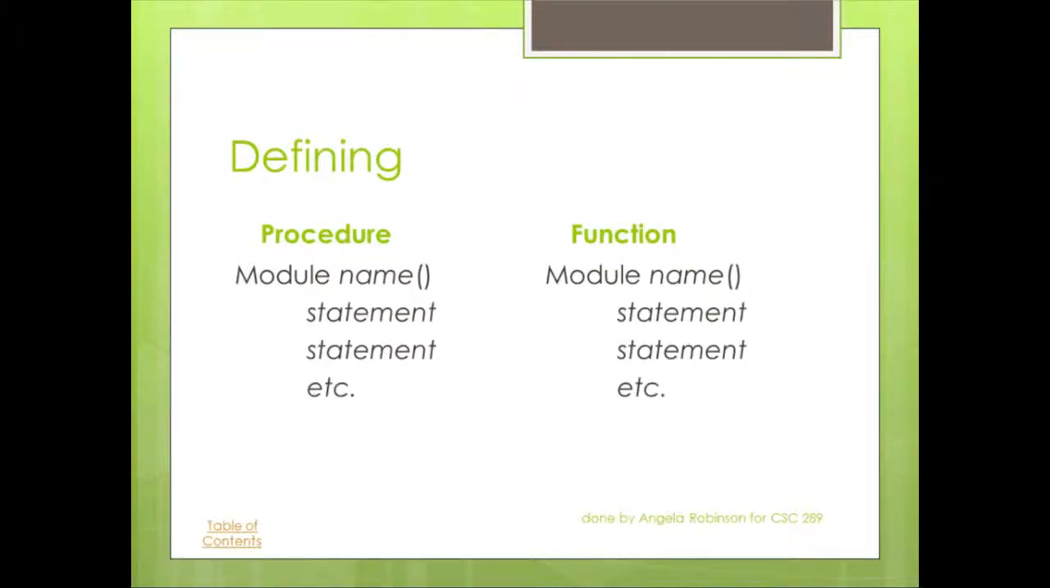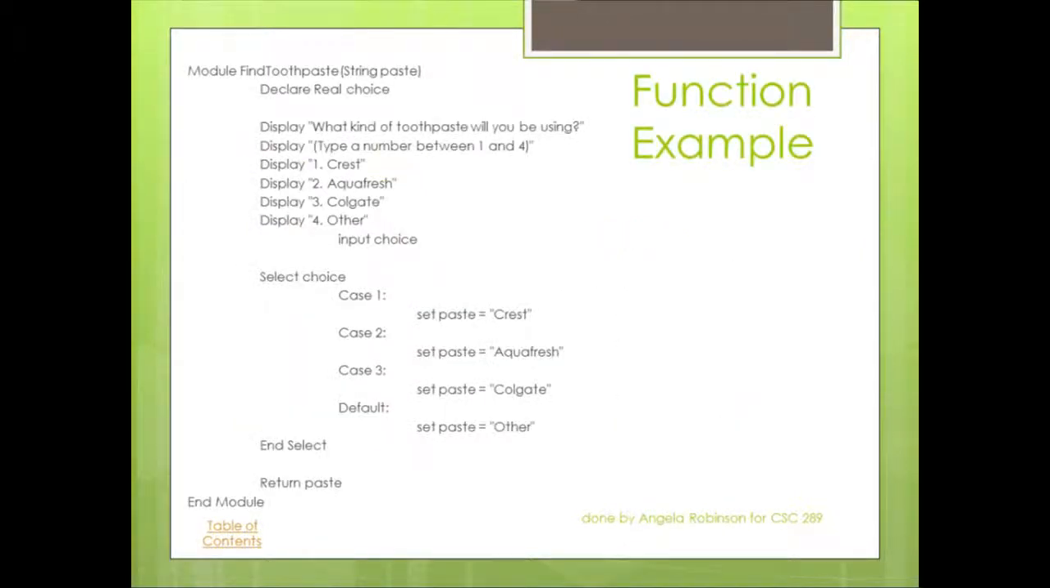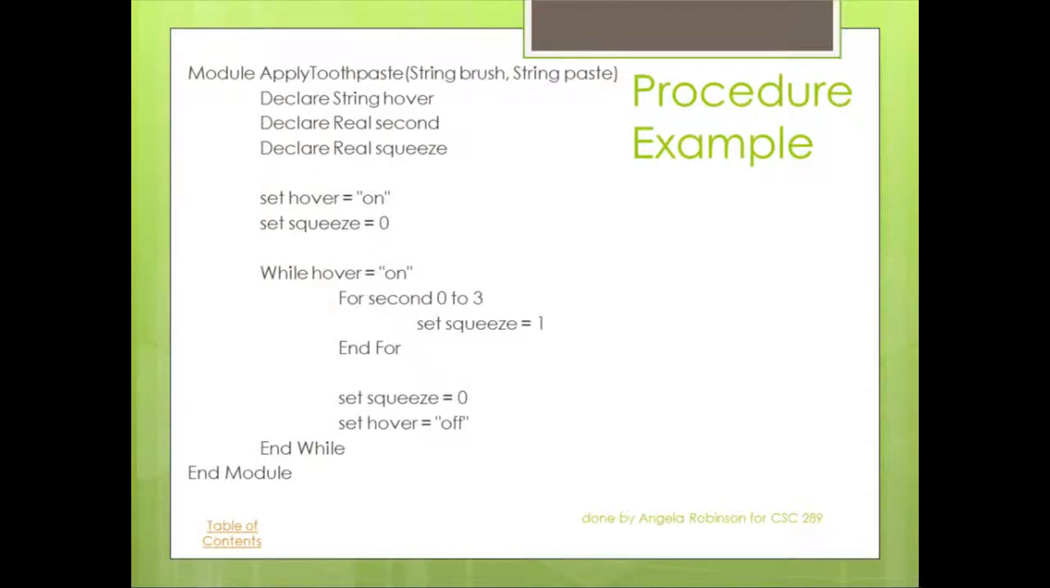Below the heading, you have the indented code that the module performs at execution. At this point, if you're doing a procedure, you can end it. But if you're doing a function, you need to add one more line of code before ending the module. That line is the return statement. The Find Toothpaste module that I have made for our program is an example of a function where we're picking our toothpaste and then returning that specific toothpaste back to the main module so that it can be used in the Apply Toothpaste module. Here is the Apply Toothpaste module, where we are just performing a task that doesn't require us to return anything back to the main module.